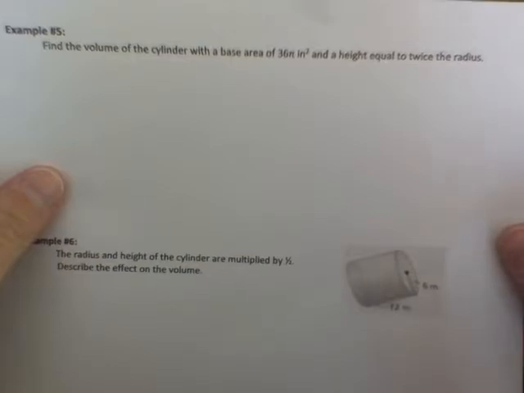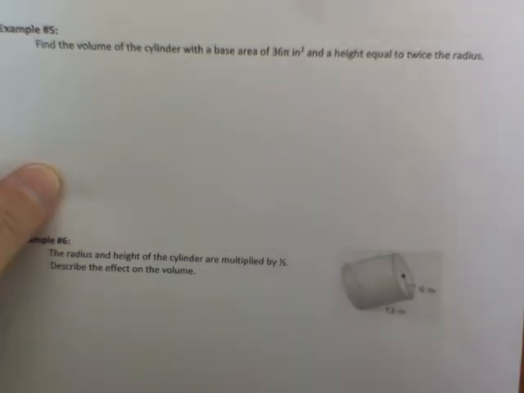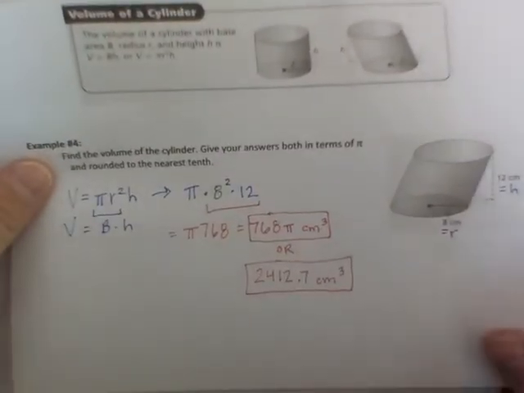We need to find the volume of the cylinder with a base area of 36 pi inches squared and a height equal to twice the radius. So kind of one of those backwards problems where they're not just going to give you, as we got in the previous example, the radius and the height, and then you fill it in. We're going to have to work backwards.